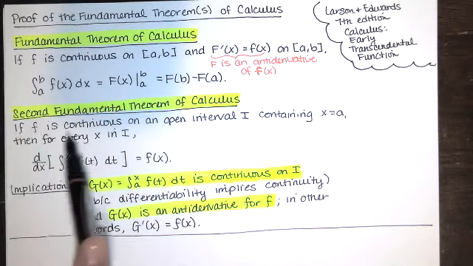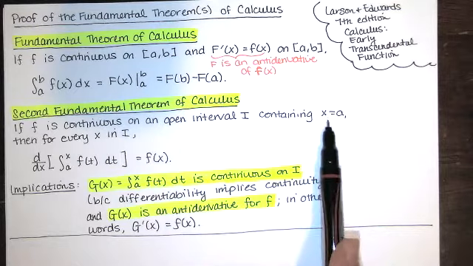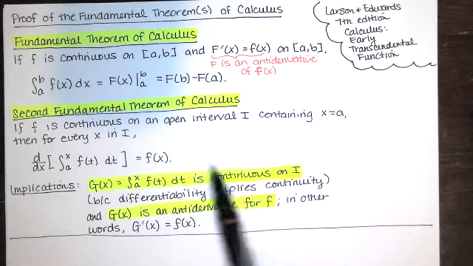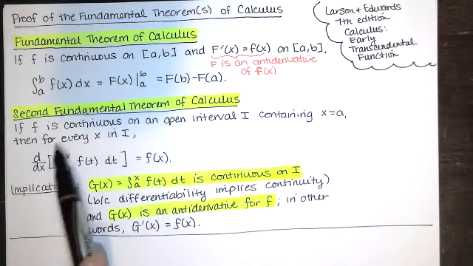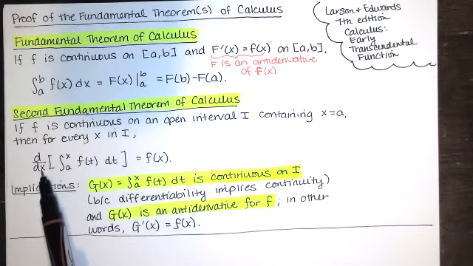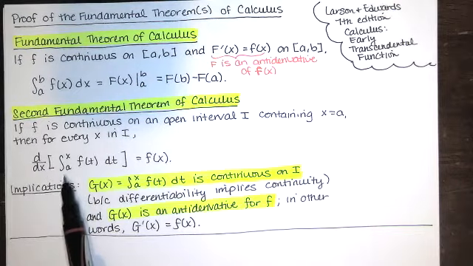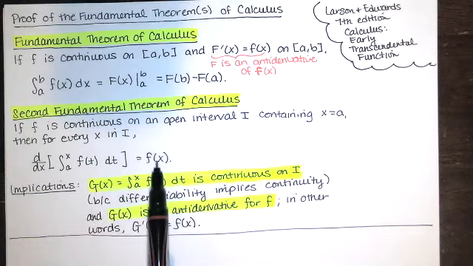It says, if f is continuous on an open interval I containing x equals a, so it's just a little interval, x equals a is on the interior of that interval, then for every x in I, the derivative with respect to x of the integral from a to x of f of t dt is equal to f of x.